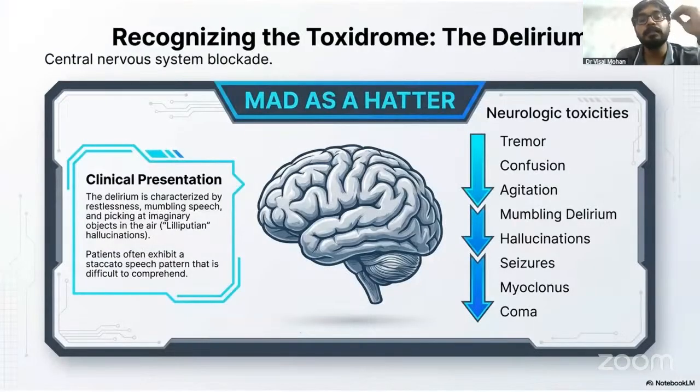These are the central symptoms. This starts with neurological toxicity: tremor, confusion, agitation, mumbling delirium, hallucination, seizure, myoclonus, and coma. One of the important clinical features that we need to notice is the Lilliputian hallucination, where the patient hallucinates small objects and tries to pick them up. This is an important feature that we see here. Along with that, the patient will be restless, with mumbling and incoherent speech.